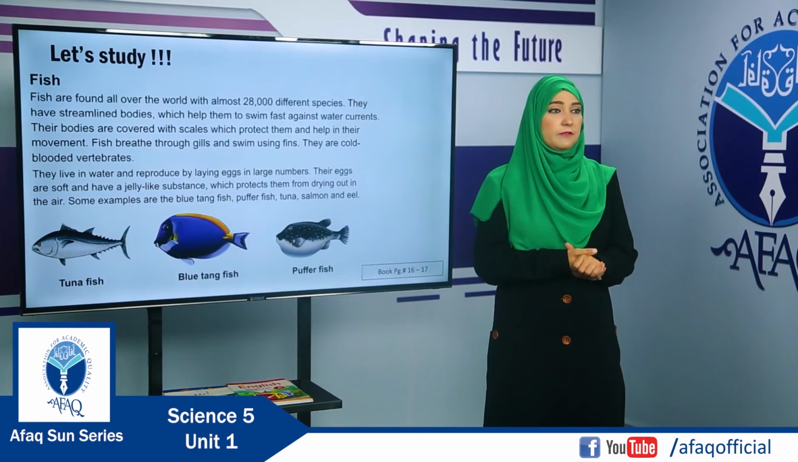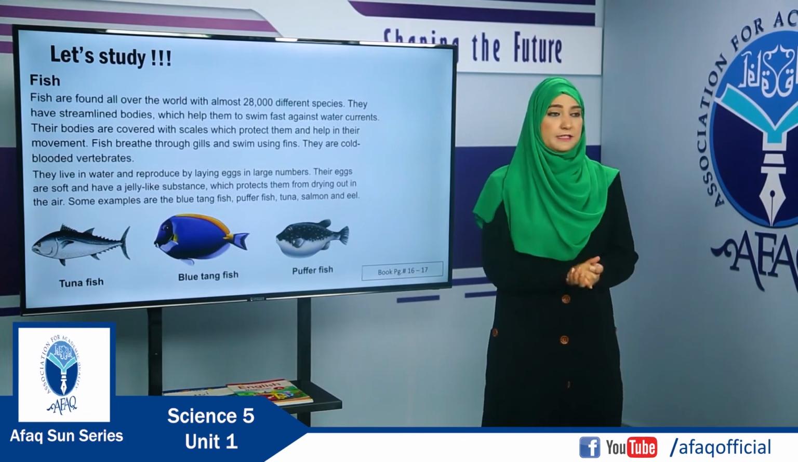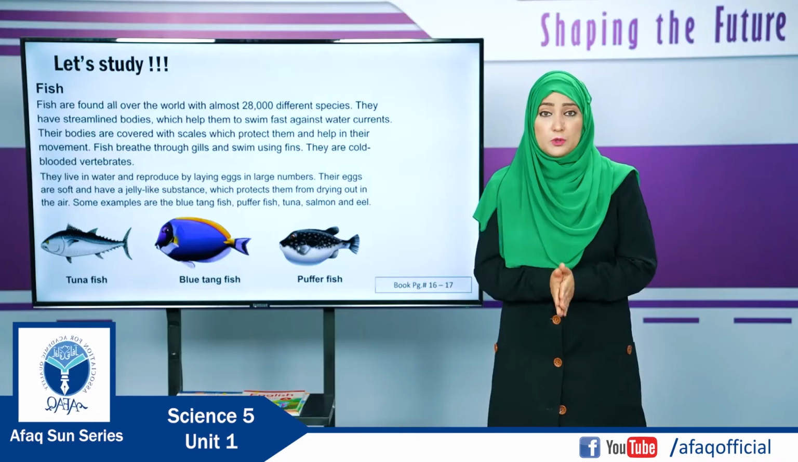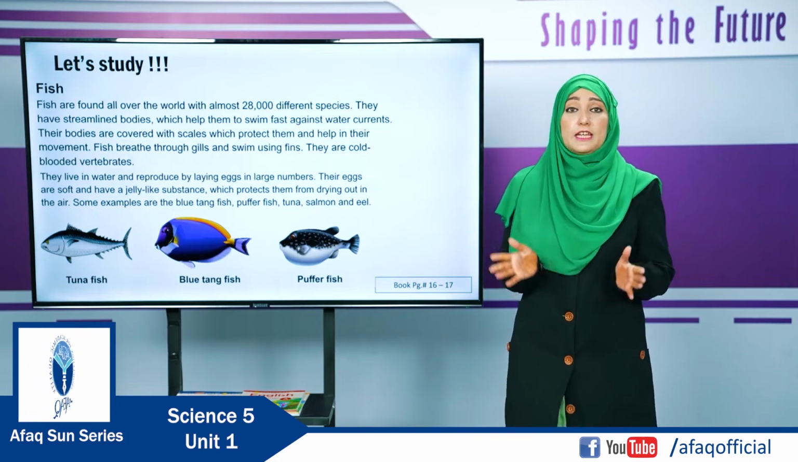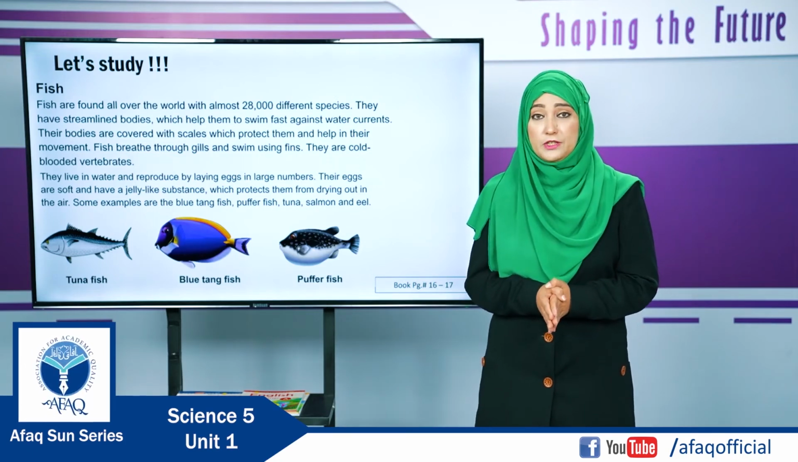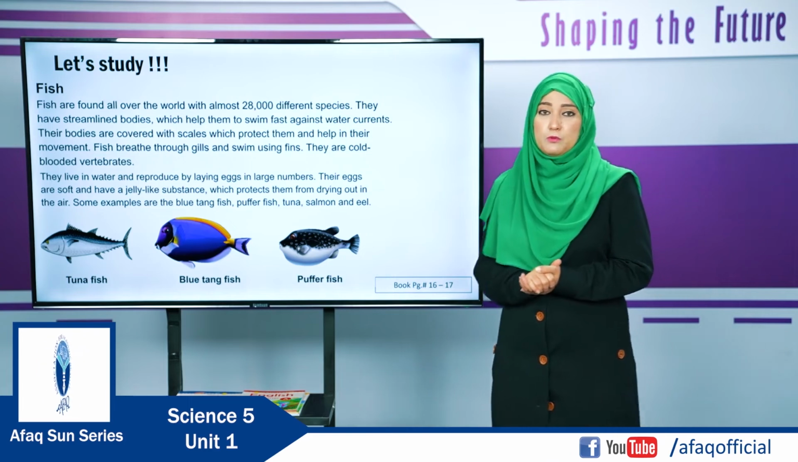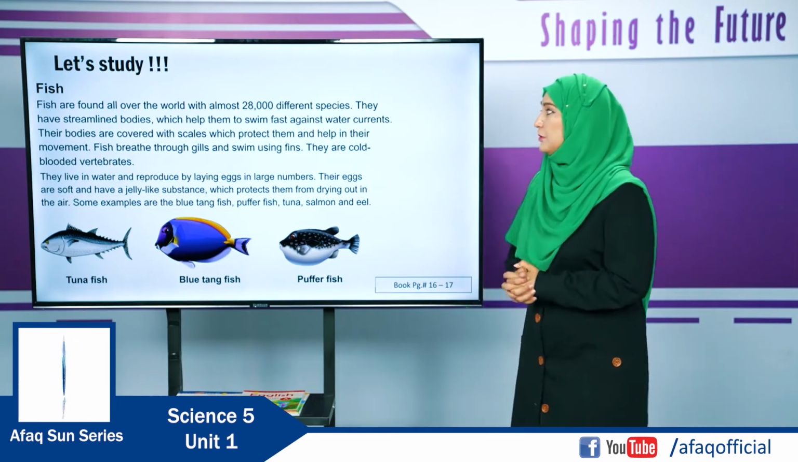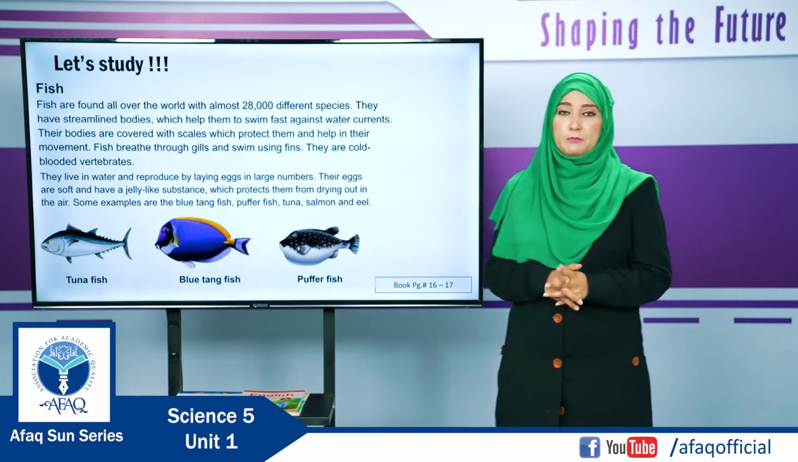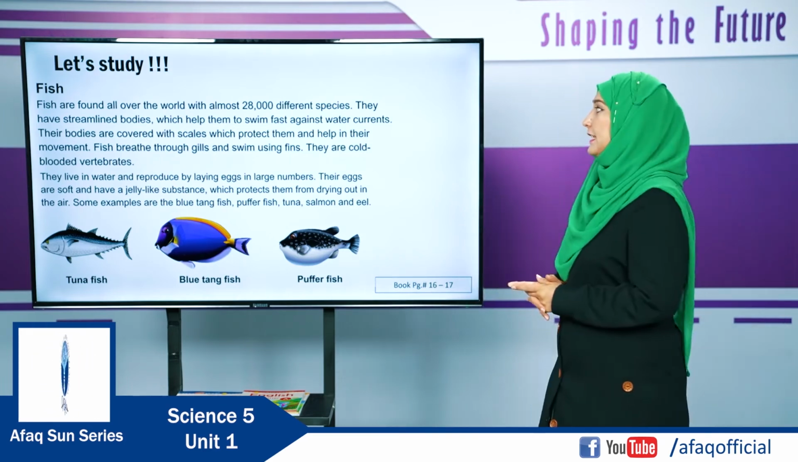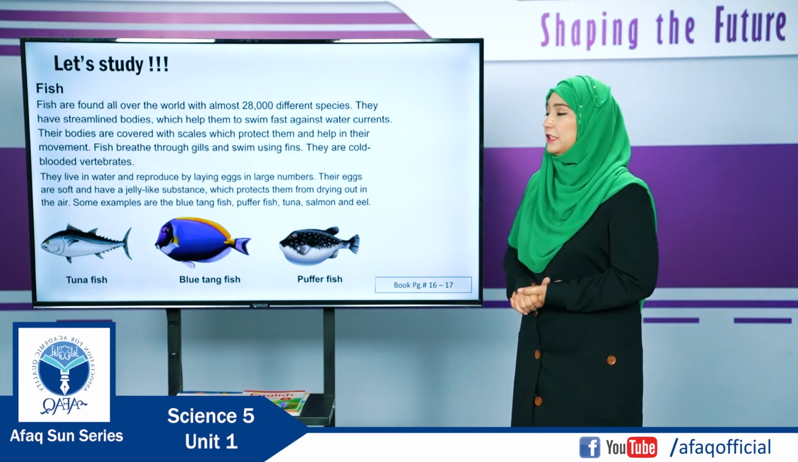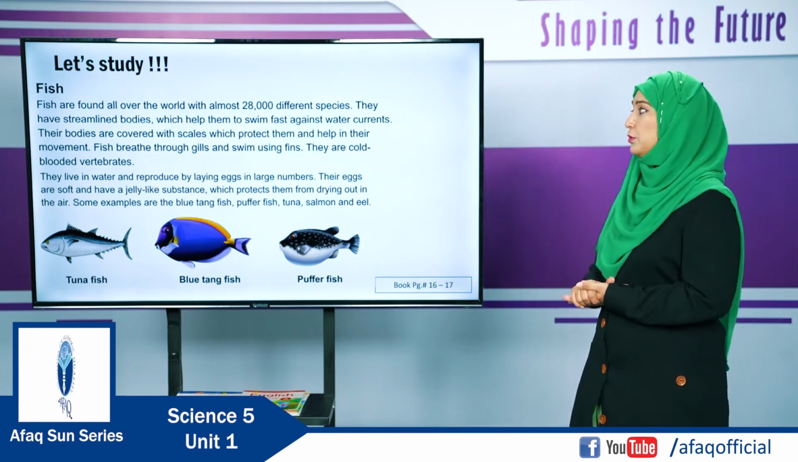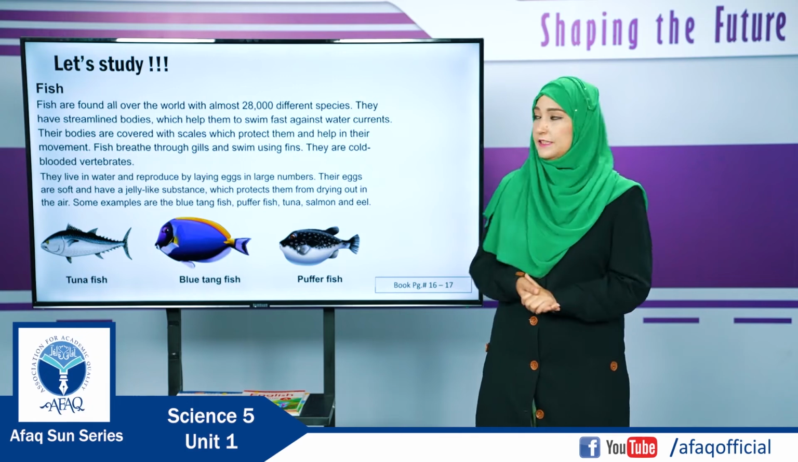Okay students, now we will learn about different groups of vertebrates. Let's study fish. Do you know that there are about 28,000 different species of fish found in this world? What are fish? Fish have streamlined bodies that help them to swim in water. Their bodies are covered with scales that protect them and help them in their movement. Fish breathe through gills and swim using fins.